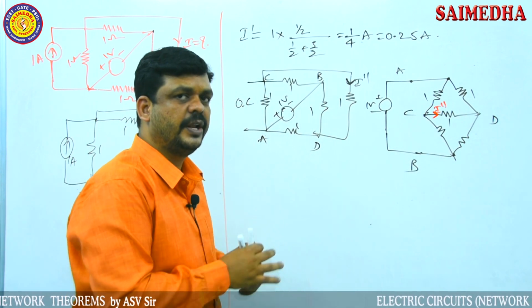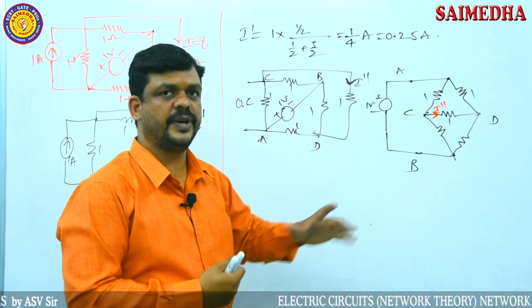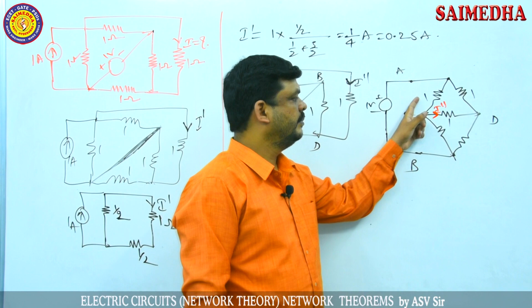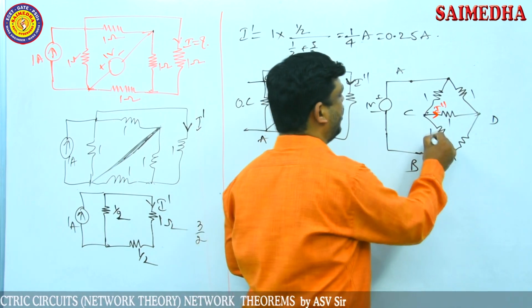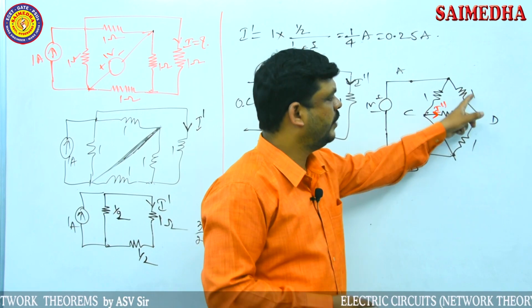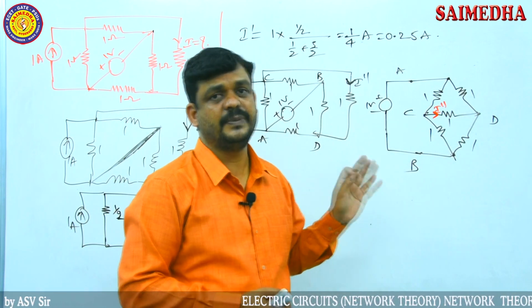Now just observe the network. This network acts as a bridge network. In a bridge network, we immediately have to check the bridge balancing condition. The bridge balancing condition says the products of opposite impedances are equal, right? So now 1 into 1 and 1 into 1 are both equal. Now the bridge is balanced.